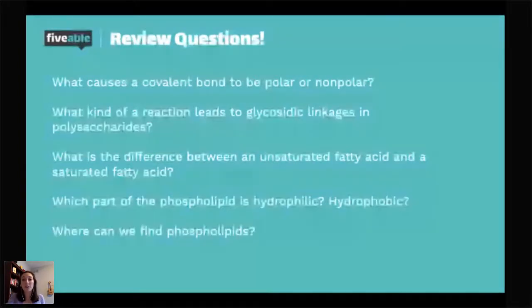But to answer your other question, what do we need to know about water for AP Bio? Definitely know about adhesion and cohesion, because that's important with watering plants and how it goes up the xylem and such. Know about its polarity, which I kind of talked about, because that's really important.